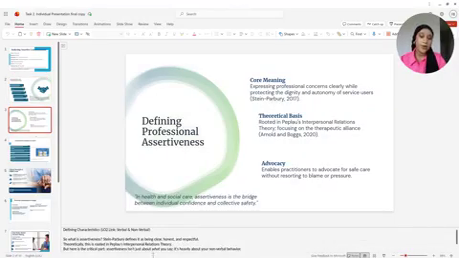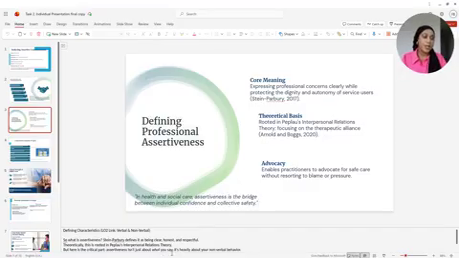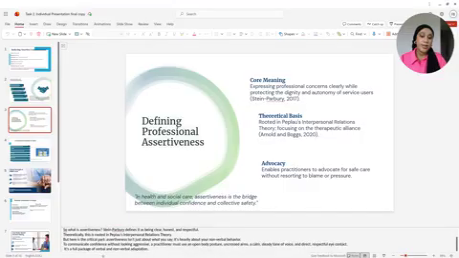Defining characteristics, linking to learning outcome 2, verbal and non-verbal. So what is assertiveness? Stein Parbury defines it as being clear, honest, and respectful. Theoretically, this is rooted in Peplau's interpersonal relations theory. But here is the critical part.